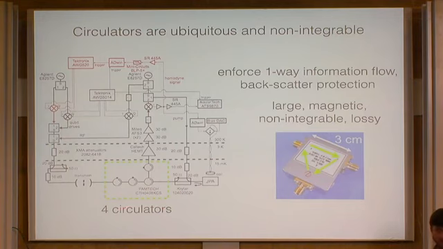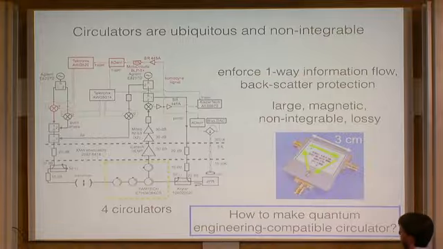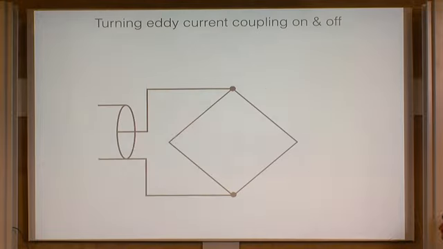But they are commercial components. They're relatively large. They have big magnetic fields, like 10 Gauss or so, so they actually have to be even feet away from your superconducting components. They're fundamentally non-integrable for that reason, and these things are also often the main source of loss in experiments. So how might you make a more quantum-engineering-compatible circulator?